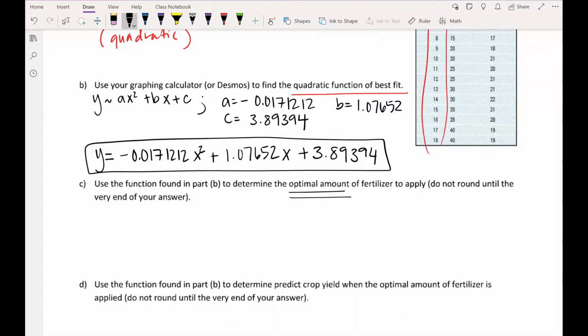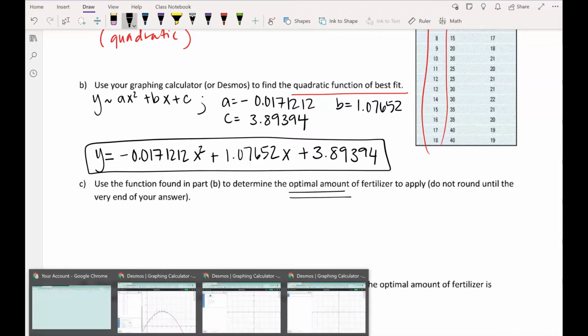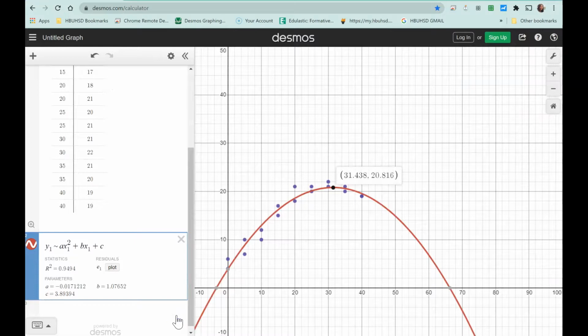Part C, use the function found in Part B to determine the optimal amount of fertilizer to apply. Okay, again, optimal means the best. Do not round until the very end. So we're going to go back to our decimals and we want to see what the maximum amount is. Optimal means either the best, means it's a max or min. So in this particular case, X represents the amount of fertilizer used, and Y represents crop yields, right, in bushels. So when X is 31.438, Y comes out to be 20.816.